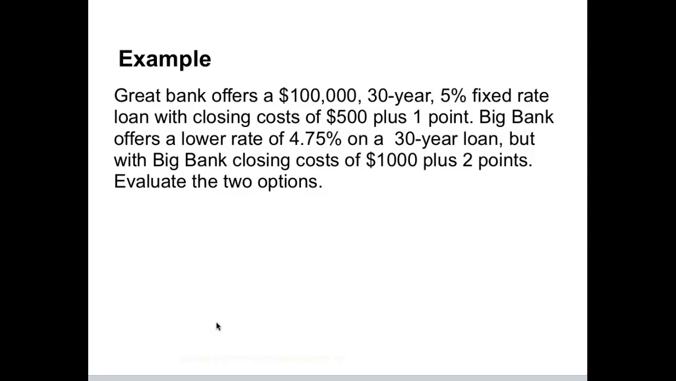Okay, let's evaluate a couple of options here. Great Bank offers a $100,000 30-year 5% fixed rate loan with closing costs of $500 plus 1 point. Big Bank offers a lower rate at 4.75% on a 30-year loan, but with closing costs of $1,000 plus 2 points. So evaluate the options. So let's see.